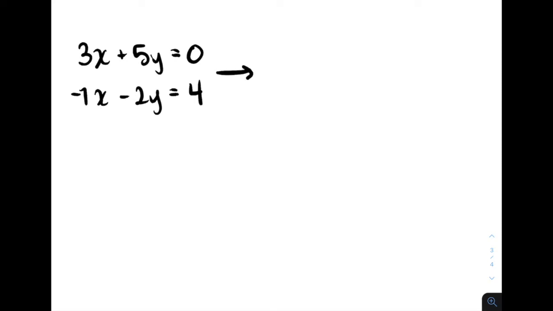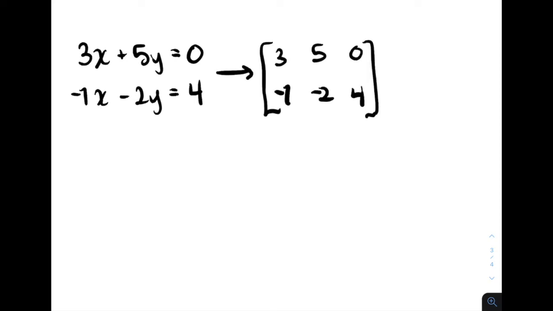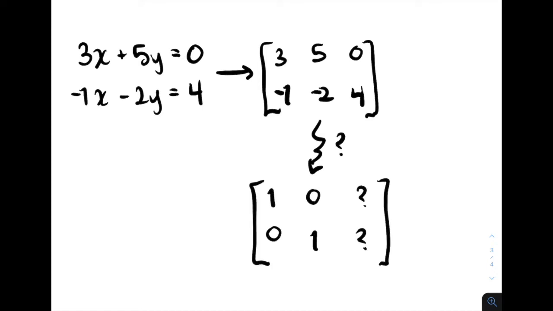Going from a system to a matrix, and going from a matrix to a row-reduced matrix would find us our solutions, because then we could read off our matrix to find exactly what x was equal to and what y was equal to.